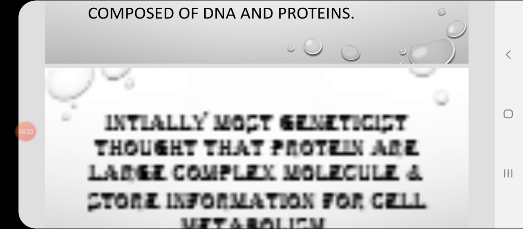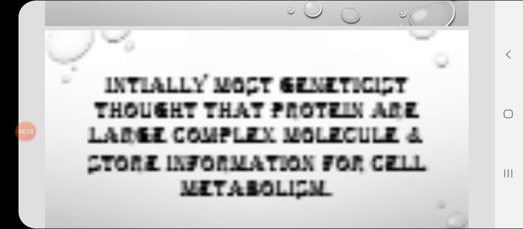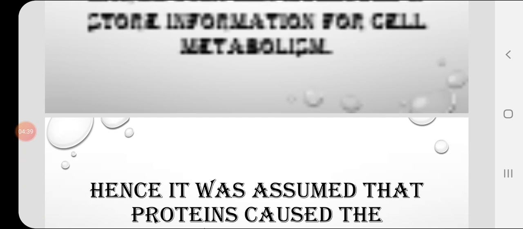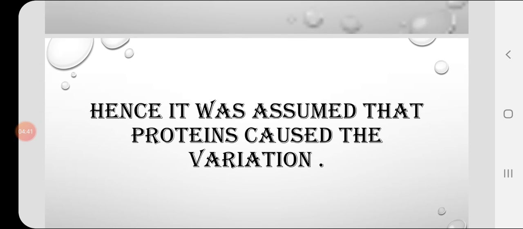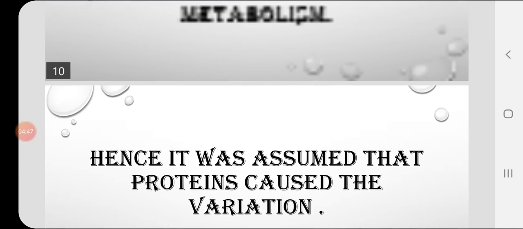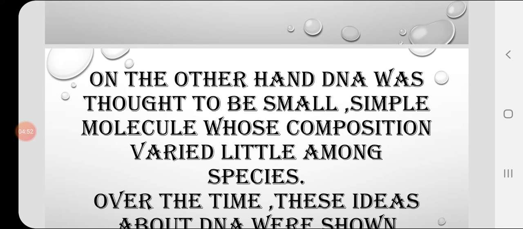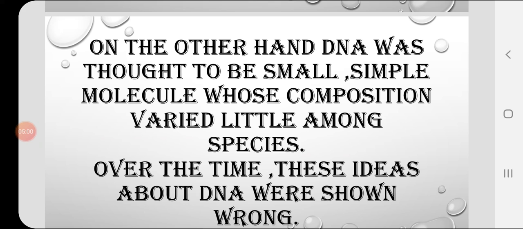Initially, most of the geneticists thought that proteins are large complex molecules and they store information for cell metabolism. It was assumed that proteins caused the variations. On the other hand, DNA was thought to be a small, simple molecule whose composition varied little among the species. Over time, these ideas about DNA were shown wrong.